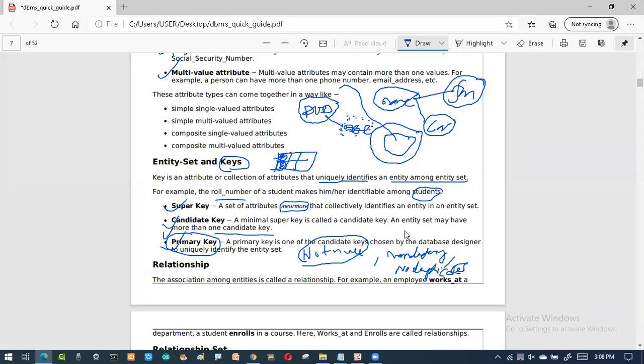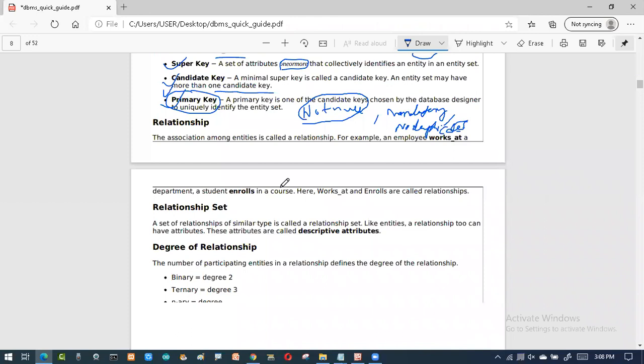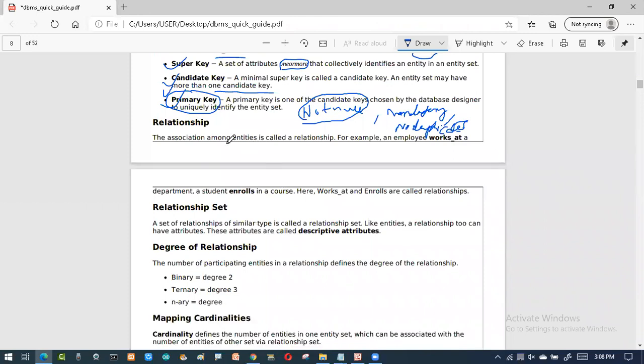Okay, now coming to the relationship. A relationship tells about the association among the entities. It tells me what the relation is between two different entities. If I have a department and a student, then a person is going to work at a department, and a student will enroll in a course.